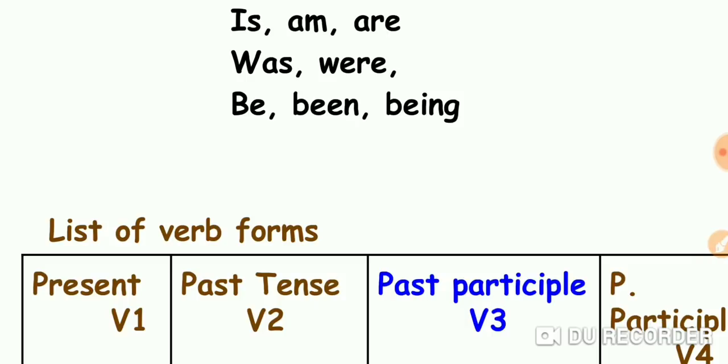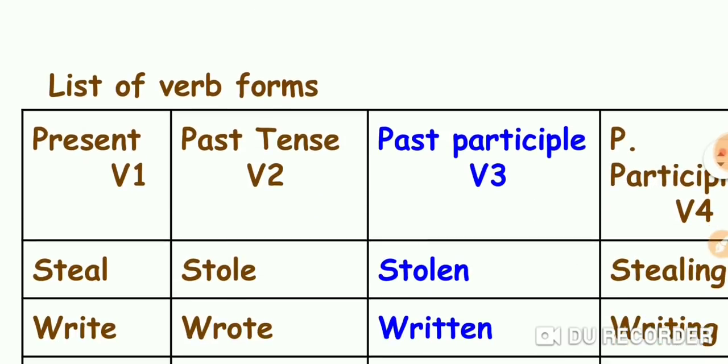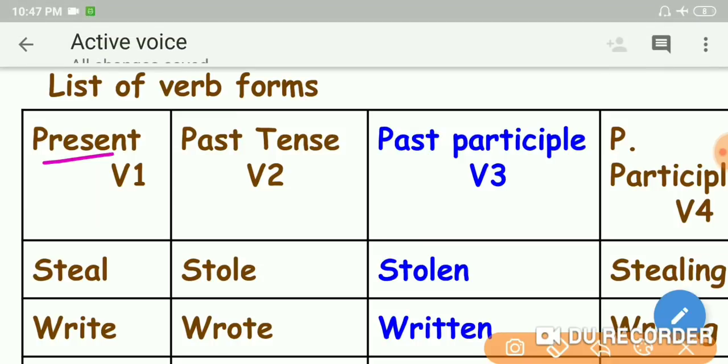So we must need one to be verb, and at the same time one V3 form of the verb. What is that V3 form of the verb? I think you might have known some verb forms. What are the verb forms here? Generally we have 4 verb forms. One is present form, other one is past, other one is past participle, other one is present participle, my dear friends.